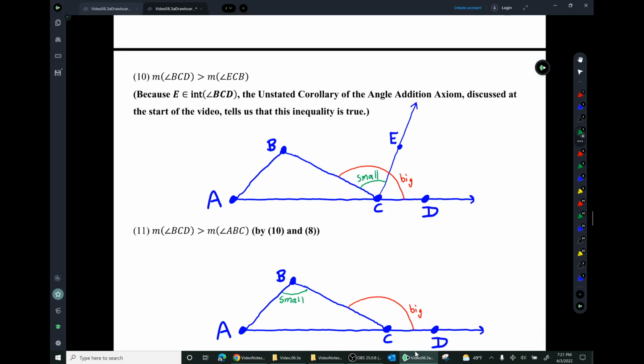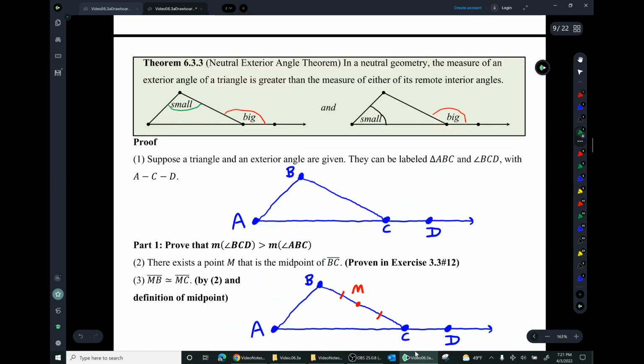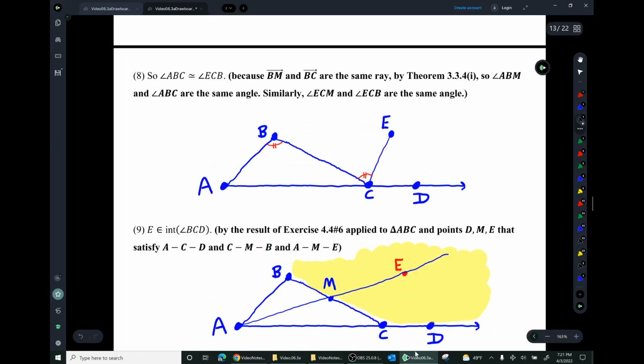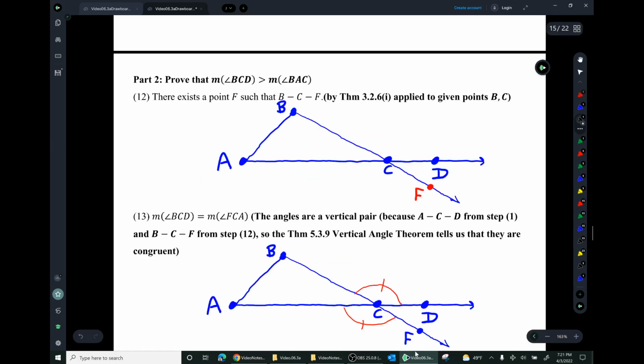Now remember, this proof was going to be in 2 parts. In part 1, we were going to prove that this picture is really what happens. In proof part 2, we're going to prove that this picture is really what happens. Now, since it took us 10 steps to do proof part 1, you might think that it's going to take us 10 more steps to do proof part 2. But the cool thing is that it won't. Proof part 2 is very short. We're going to prove that the measure of angle BCD is greater than the measure of angle BAC.